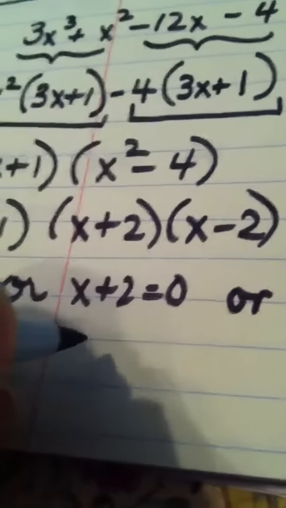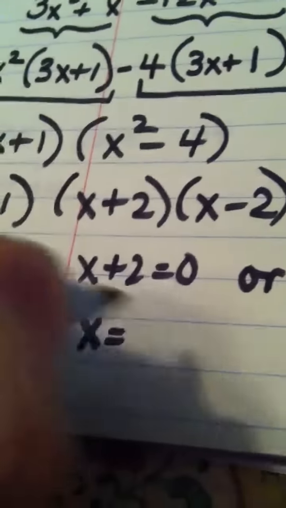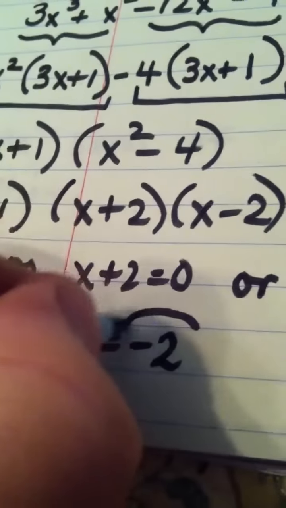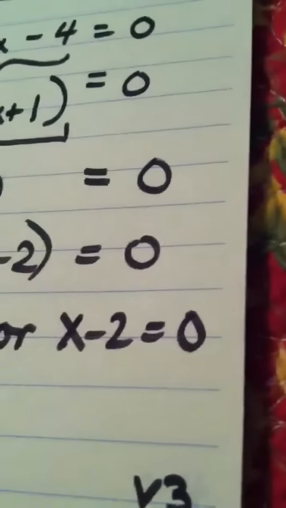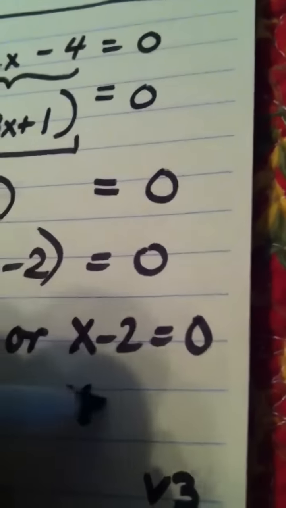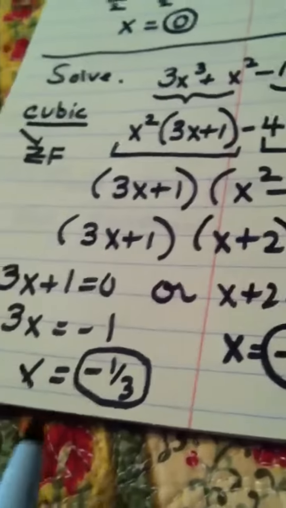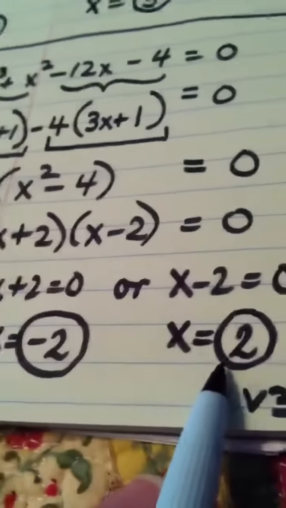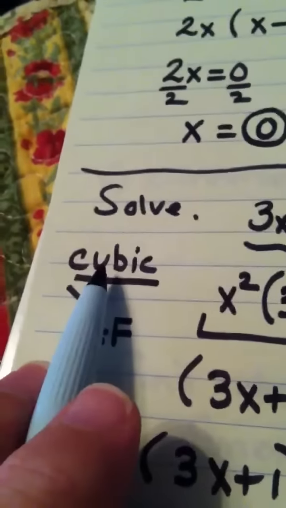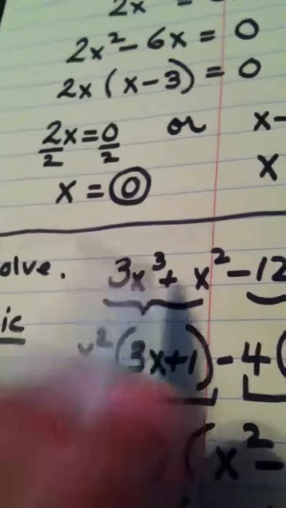So one of my solutions is negative 1/3. And this is simple. We subtract 2. So we get a solution of negative 2. And in this case, we add 2. So we get a solution of positive 2. So this equation has 3 solutions or roots, which is not shocking since it was a cubic equation, meaning it was degree 3.